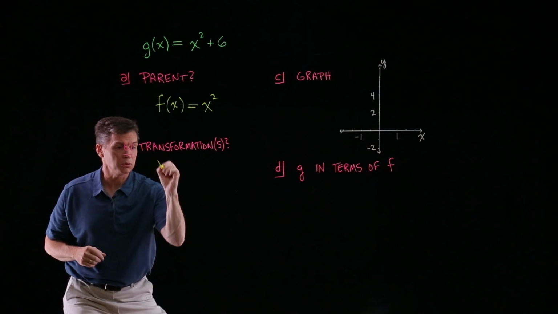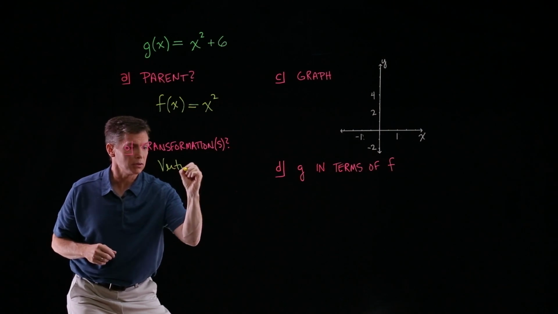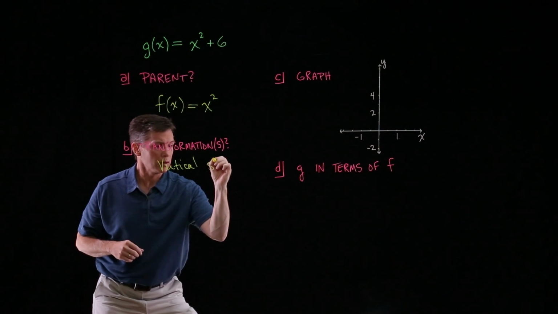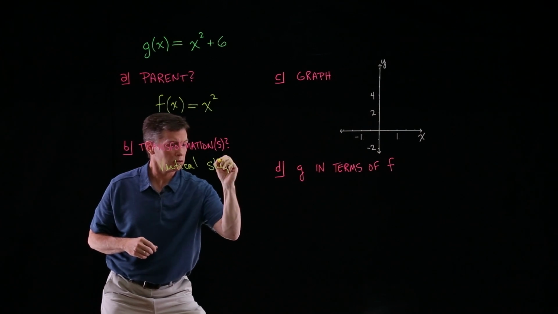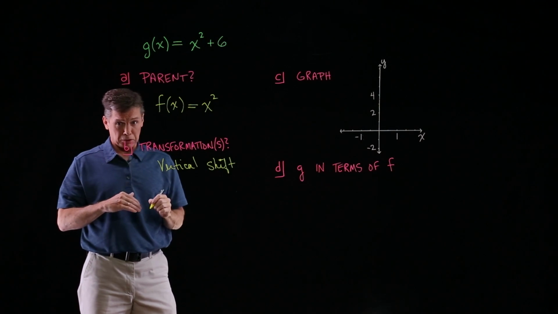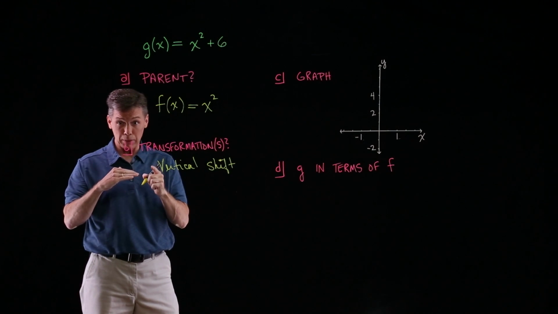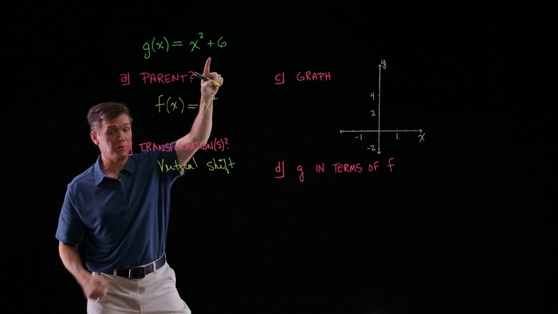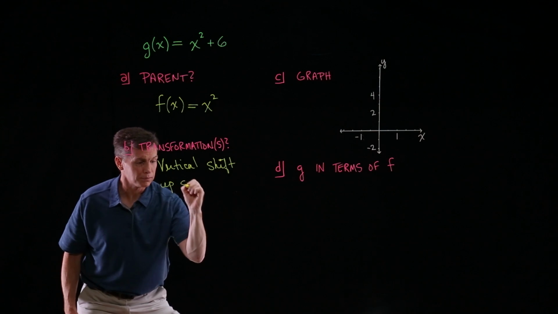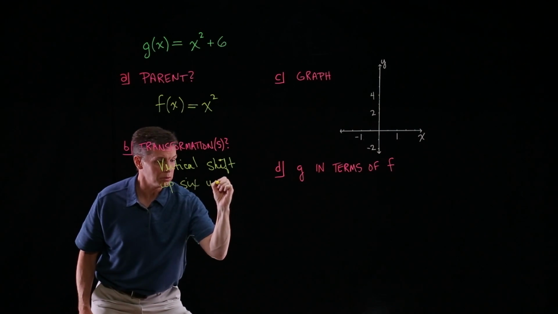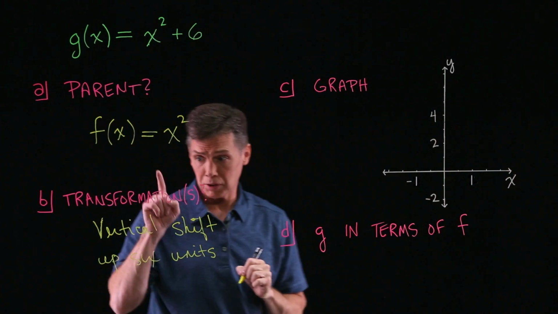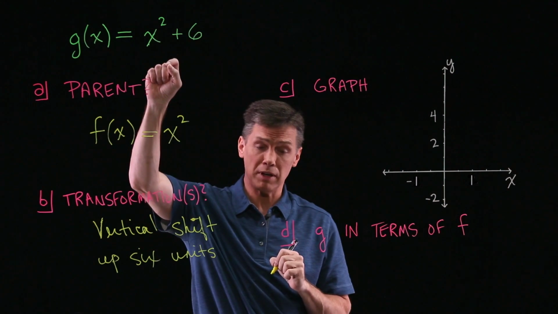So my final answer is going to be a vertical shift. And then of course, specify the vertical shift: specify up or down, and then also by how many units. So the plus would suggest to me up, and then obviously the 6 is going to be 6 units. Okay, I have the parent function, and I know the transformations to get to our g of x.